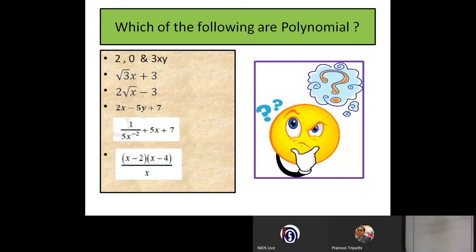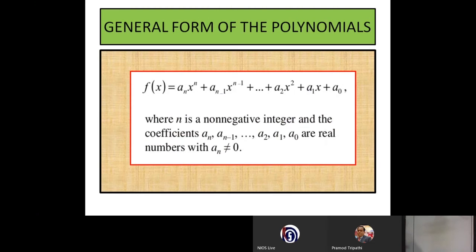So there are some problems here. Now we have to find which of the following are polynomial. In the first one, there are three parts, 2, 0 and 3xy. Now we have to find whether all these are polynomials, or 2 is only a polynomial, 0 is not a polynomial, 3xy, and what will be the answer here. Now you have to think about this. Then after that we will discuss each and every question here. Now we come to the solution part.